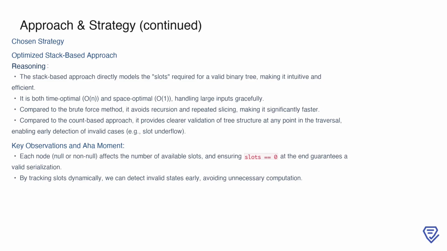Furthermore, while the count-based approach is simpler, the stack-based method offers a clearer and more dynamic validation process. It allows us to detect invalid cases early, such as when the slots go negative during traversal, avoiding unnecessary computation. This real-time feedback makes it easier to debug and understand the tree structure as we process the input.